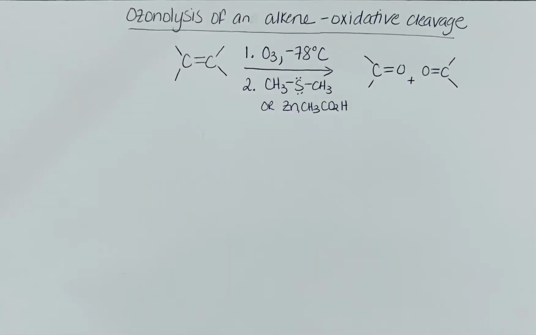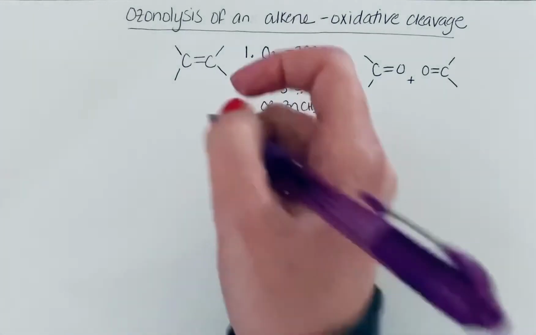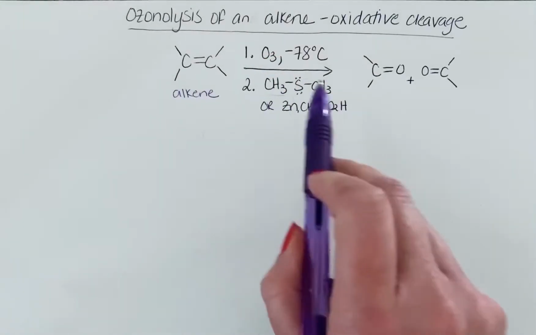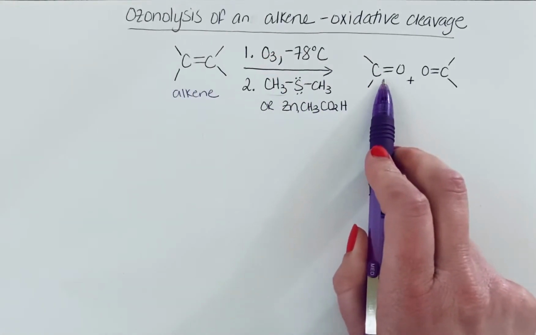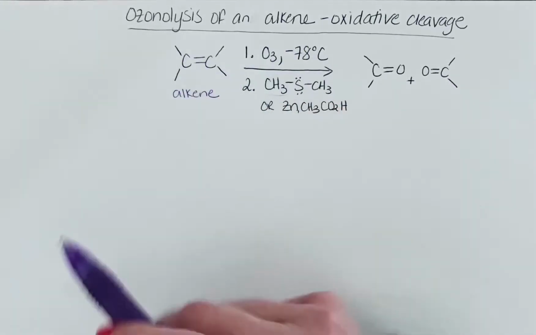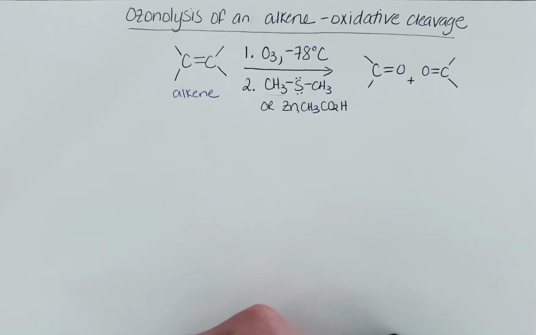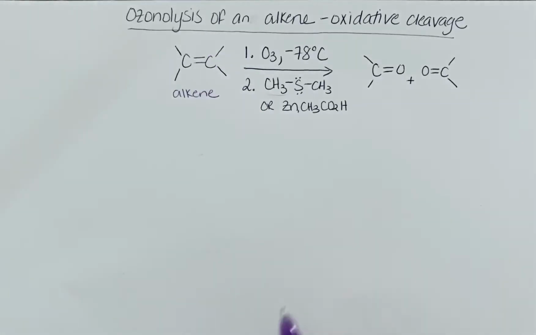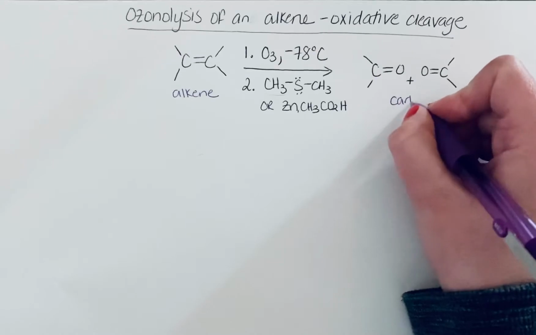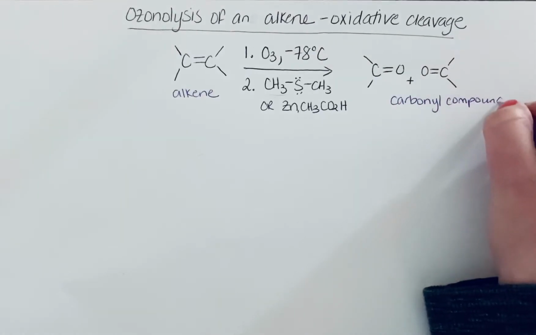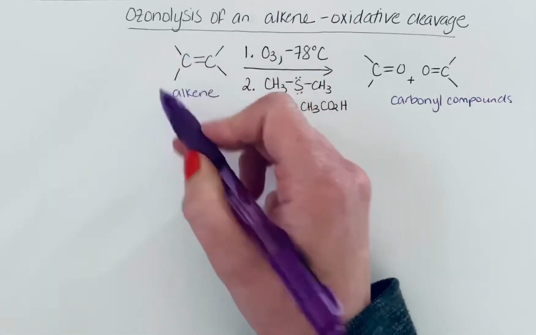Ozonolysis of an alkene. This reaction starts with an alkene, and we can see as the product that we have two carbonyl compounds. This reaction, ozonolysis of an alkene, is also known as an oxidative cleavage of an alkene because we are both oxidizing these two carbon atoms and we are cleaving the bond between them. So we will form carbonyl compounds, either aldehydes or ketones, depending on what these bonds are.